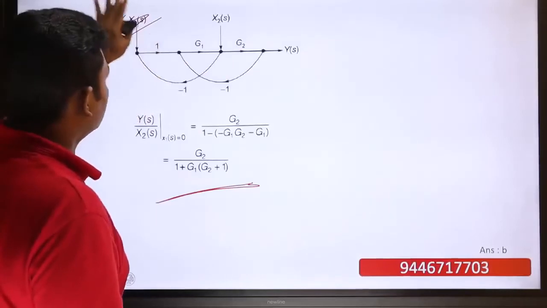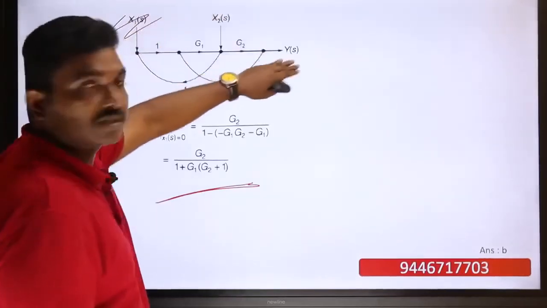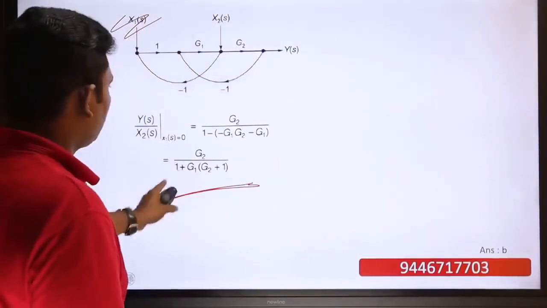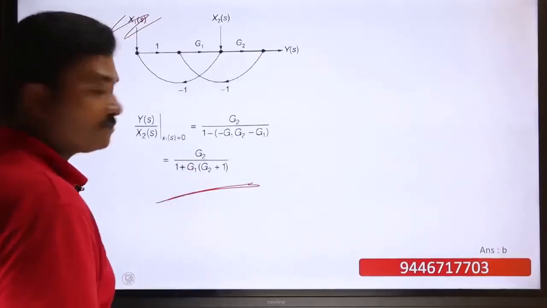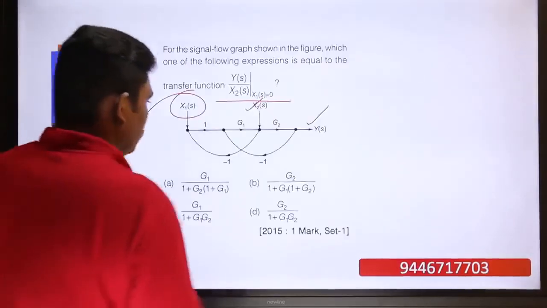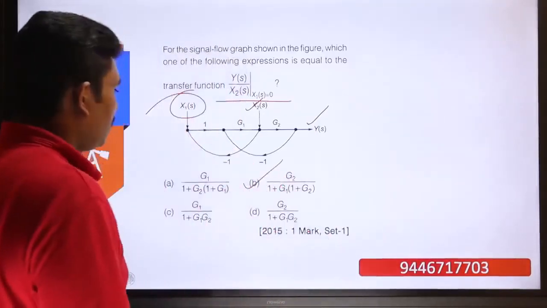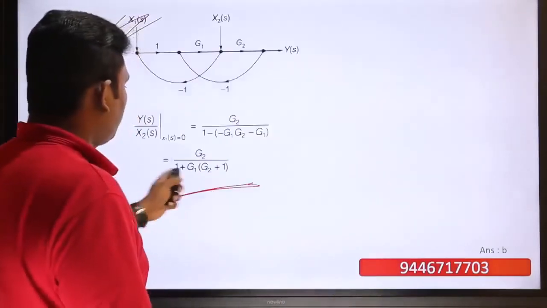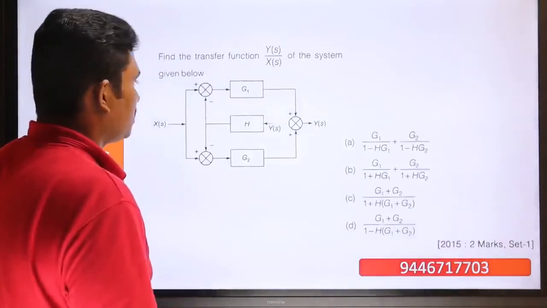So x1 of s is directly given in the question as 0, and then we make the expression with respect to y of s and x2 of s. So we will get g2 divided by 1 plus g1 into 1 plus g2. So our answer becomes equal to B. So that is the answer for question number 22.